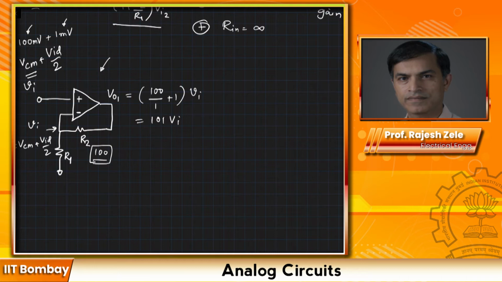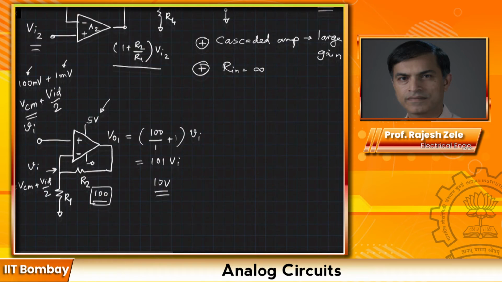Now we have a problem, because if you multiply 100 by 100 millivolts, you're going to get a 10 volt swing. And if your amplifier is, let's say, biased only from 5 volts to 0, you can immediately see that you cannot really get a 10 volt swing. It will clip to the maximum voltage, which is either the supply voltage, 5 volts, or the lowest supply voltage, which is 0 volts.